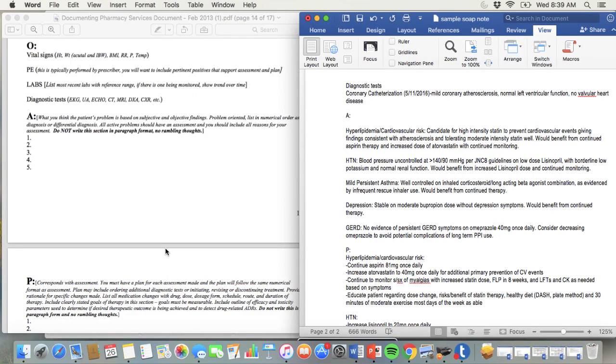So again, try not to include subjective information or objective information in your assessment. You're just going to assess rather than restate. The other thing is that all active problems should have an assessment, and you should include all the reasons for your assessment, and it should be problem-oriented and listed in numerical order as the diagnosis or differential diagnosis.